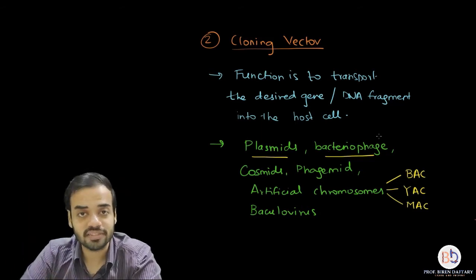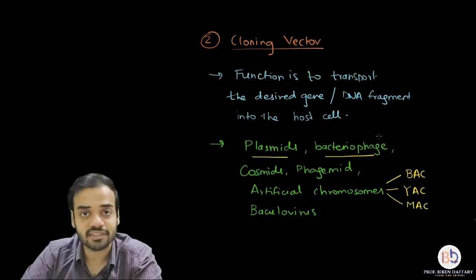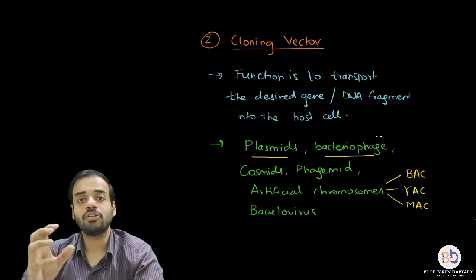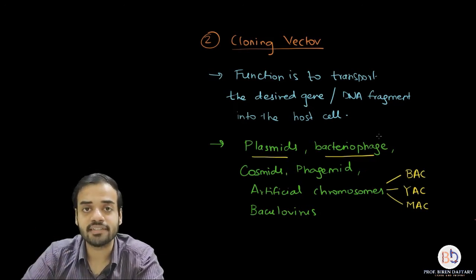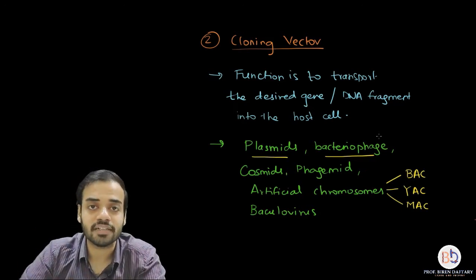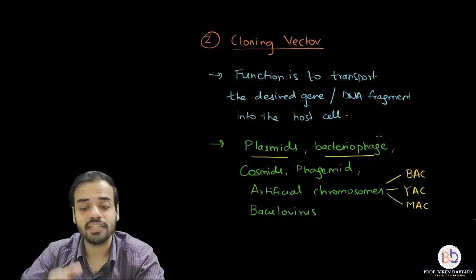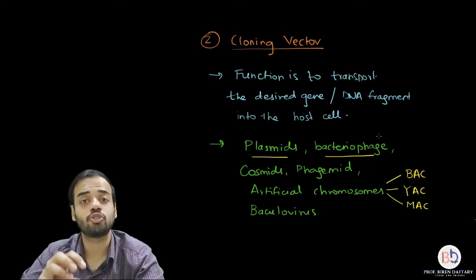So I hope this is clear. I hope the meaning of cloning vectors is clear. All these examples are clear. Now the next thing that we have to study is that every cloning vector has certain properties. There are basically 5 properties which every cloning vector should have.